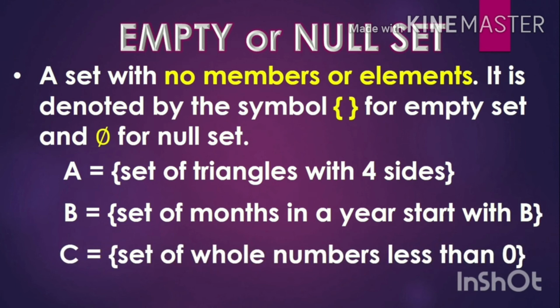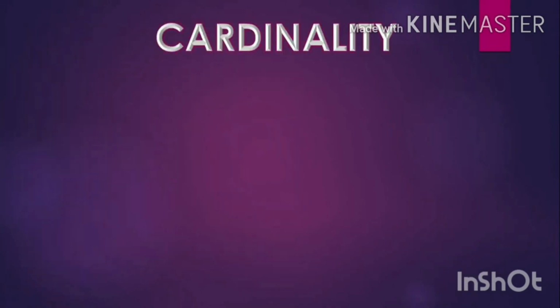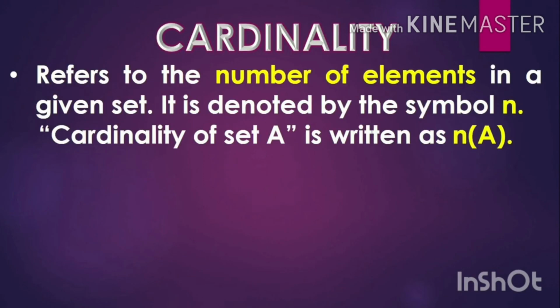Next, set C, set of whole numbers less than 0. Since 0 is the smallest whole number, then set C is an empty set or null set. Next, cardinality. It refers to the number of elements in a given set. Remember, number of elements. It is denoted by the symbol small letter n.